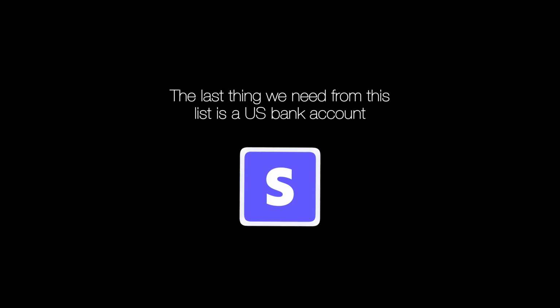Now one thing to note, ITIN applications currently take about 3 to 4 months to process. That is just how long the IRS takes, and there is no way to speed it up. The last thing we need from this list is a US bank account. And this is required because when Stripe pays out your earnings, they need to send the money to a US bank account that matches your business information.